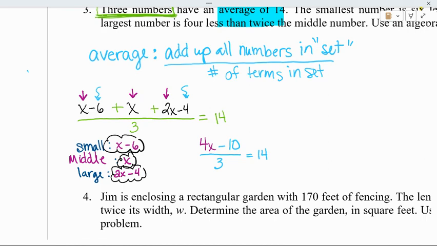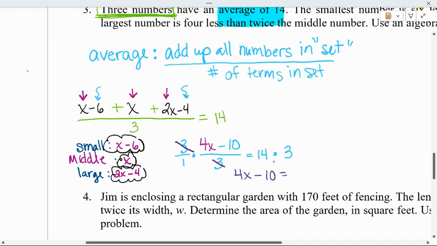Perfect, multiply. So we're going to multiply both sides by 3. That means I'm going to multiply this side by 3, and I'm going to multiply this side by 3. We do that because we want the denominators to cancel out. So I have 4x minus 10 equals, let's see, 14 times 3 is 42.